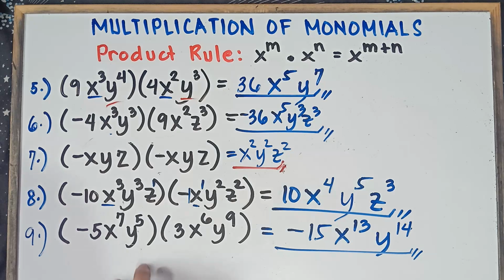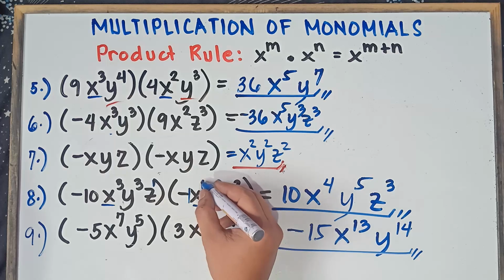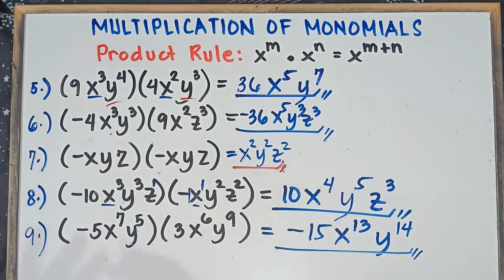I hope it's clear for you, class, with regards to 8 and 9. Simply multiply, copy the base, and then add the exponent. So 3 plus 1 is 4. This one, 3 plus 2 is 5. 1 plus 2 is 3. Do not forget, class, that any variable, there is always an exponent of 1 if you didn't see any exponent. Alright, so let's try this one, class.